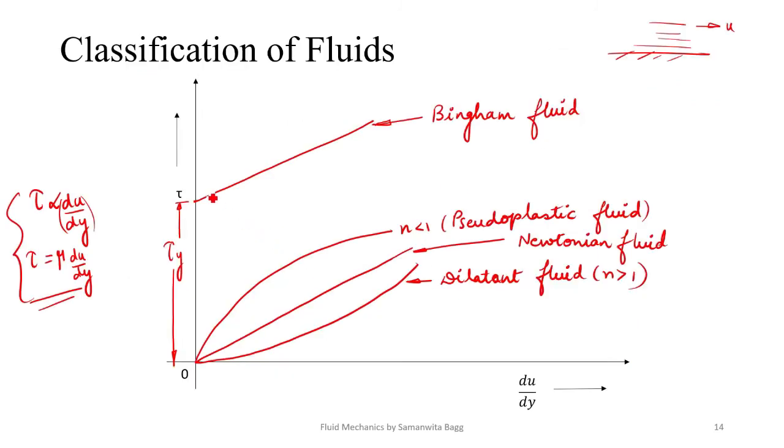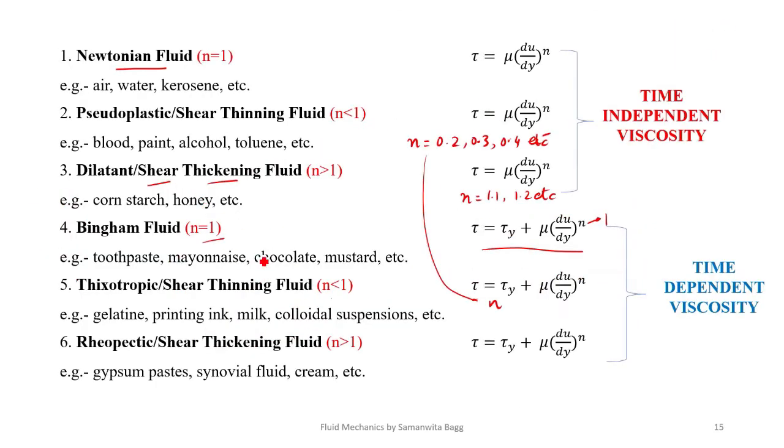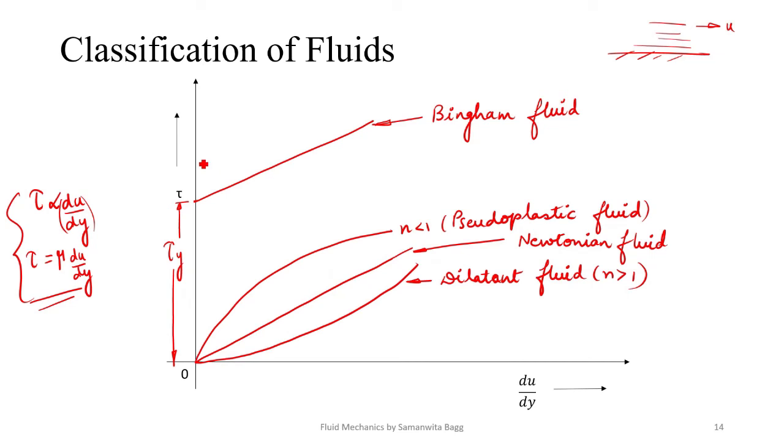So let's plot thixotropic fluid. Since I said n is less than 1, so like pseudoplastic, this will be above the Bingham fluid.